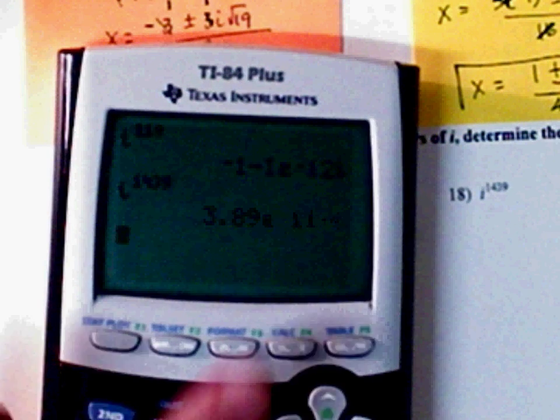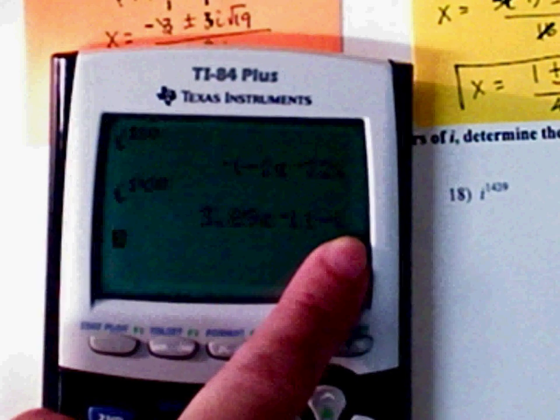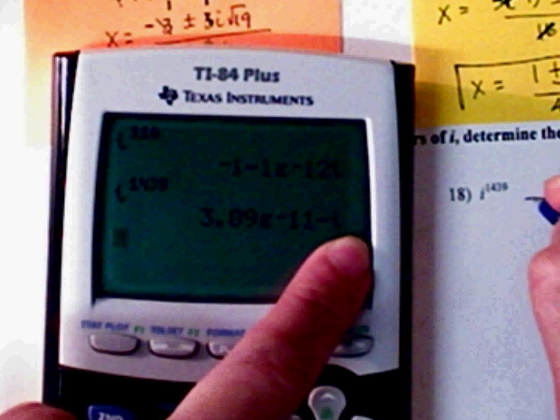See how you have all these extras? Look at the part that's by itself. Isolate that one. So this is the same thing as negative i.